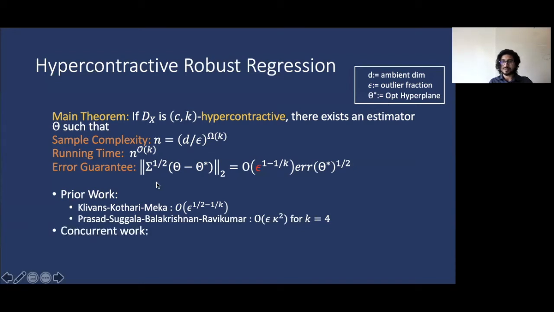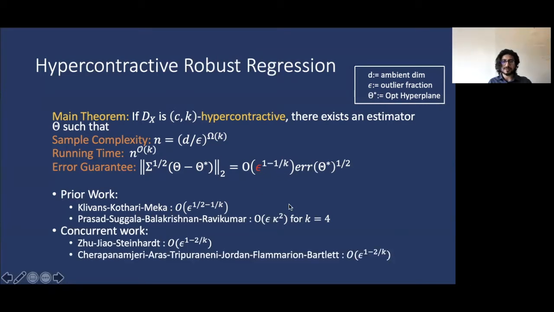Okay, and since this is such an active area of research, there has been some concurrent work since we first posted this paper. In a paper by Zhu, Jiao, and Steinhardt, they obtained an epsilon to the 1 minus 2 over k dependence, which improves the Klivans, Kothari, Meka dependence, but it's still not quite optimal. And there's also a paper by Cherapanamjeri et al., which gets the same dependence.